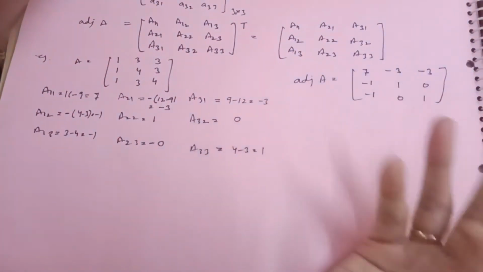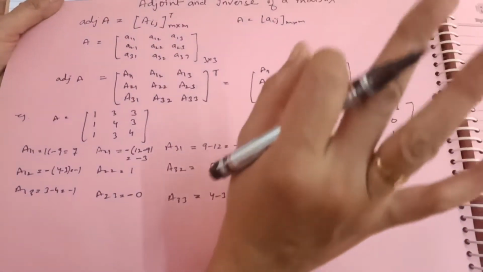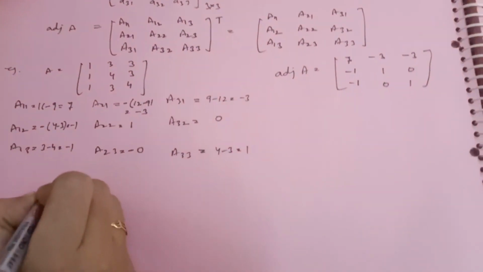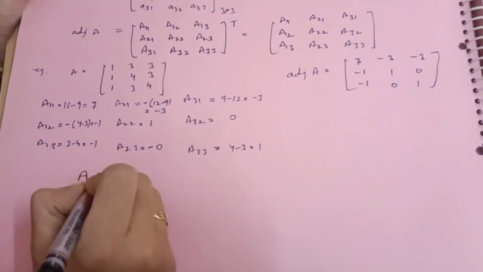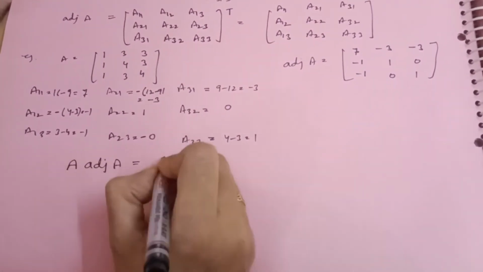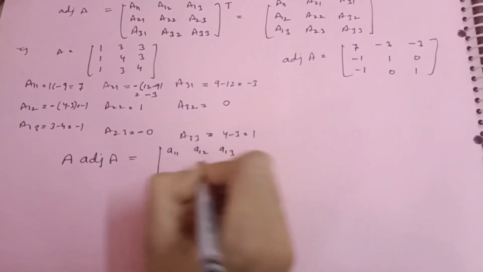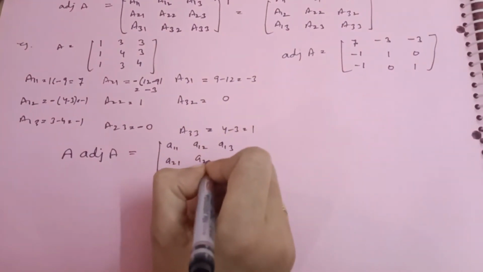Now, what is the importance in the inverse of a matrix? That is also very important. If I take a square matrix and multiply it with its adjoint, what I am actually saying is: A is your 3 cross 3 matrix, a11, a12, a13, a21, a22, a23.